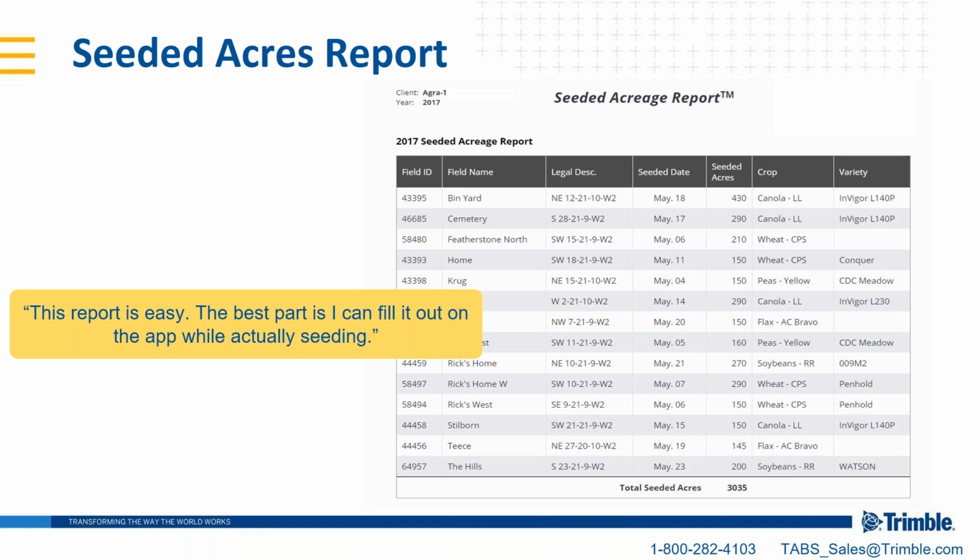And so in this case, we have a seeded acreage report where we have the field ID, which is the Trimble Ag Software ID number, the field name, the legal description, which some people need, the seeded date, the seeded acres, the crop, and the variety. And what this grower said was, this report is easy. The best part is I can fill it out on the mobile app while actually seeding. All right, so while he's in the tractor, he's filling out the app because he doesn't have a display to record it, but the app can do it for him.